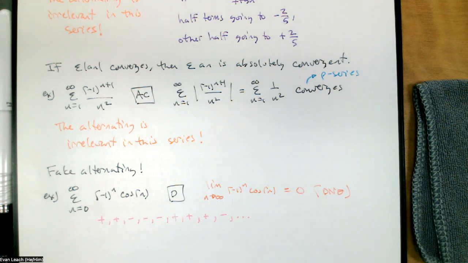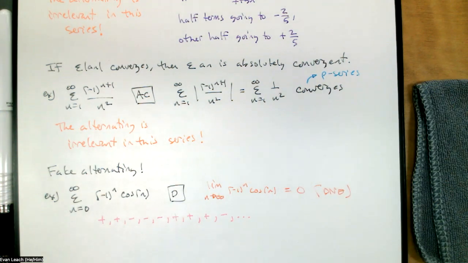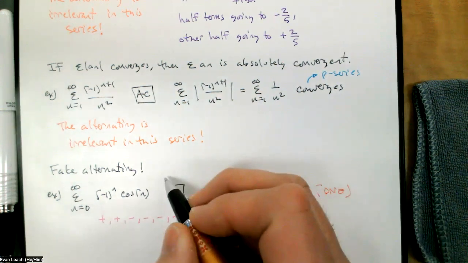This is a very contrived example because of the cosine n. That's a really weird thing to have, but I needed to make a point. So there it is. So the important thing here is that the series is not alternating.